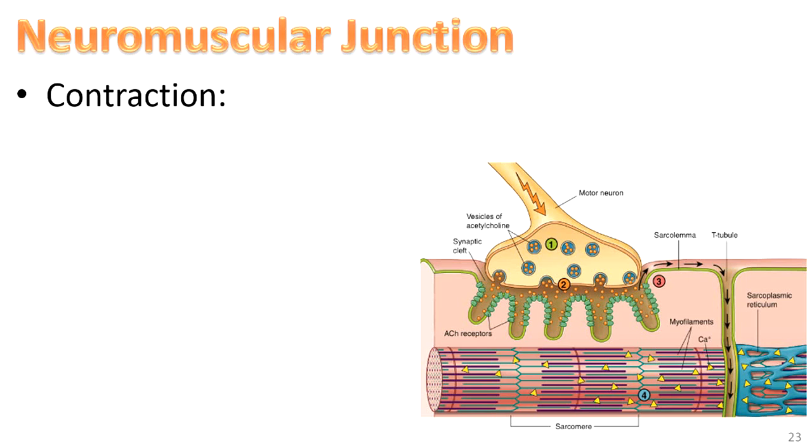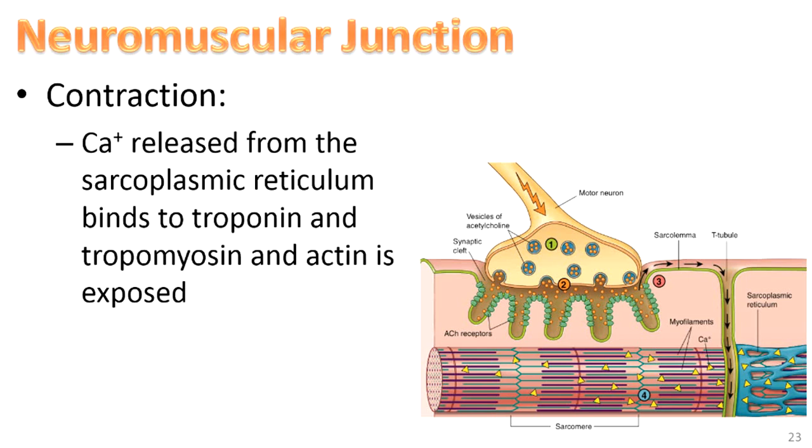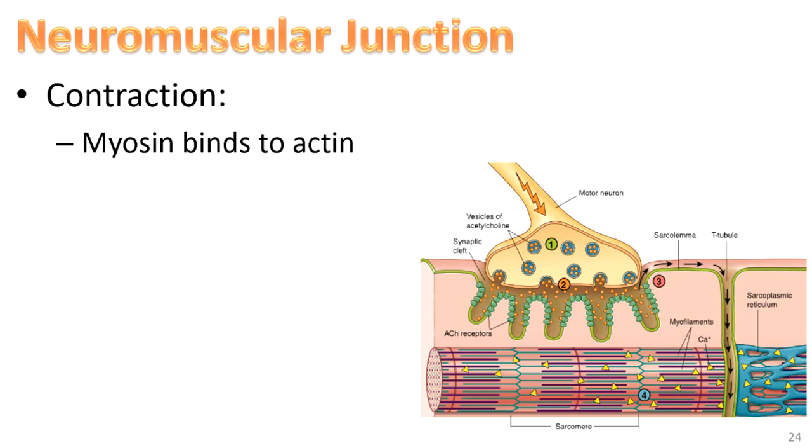Okay, so let's talk about the actual contraction for a while. When we need to contract a muscle, remember, like I said, the calcium is released from the sarcoplasmic reticulum, and it binds those two inhibitory proteins, which exposes the actin. That allows the actin to bind with the myosin, and remember we called that the cross bridge, right?